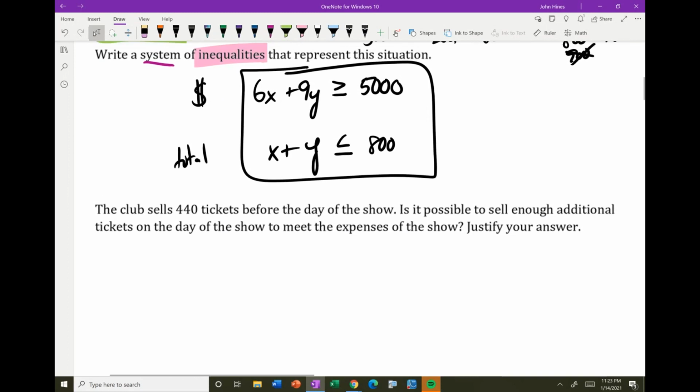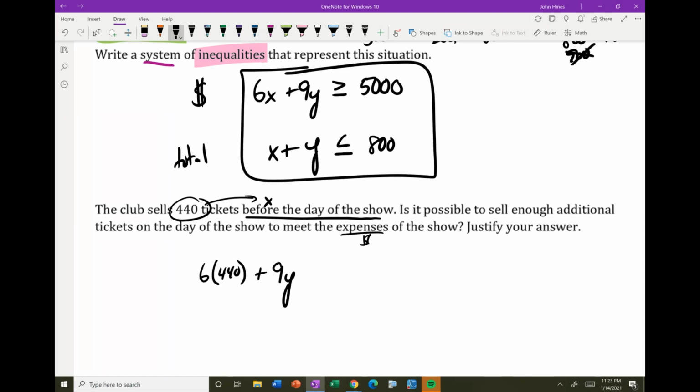The club sells 440 tickets before the day of the show. That's my X. Is it possible to sell enough additional tickets to meet the expenses? So 440 is X, and I want to know, do they have enough money? So let's look at the money here. 6 times 440, because that's X, has to be greater than or equal to 5,000.